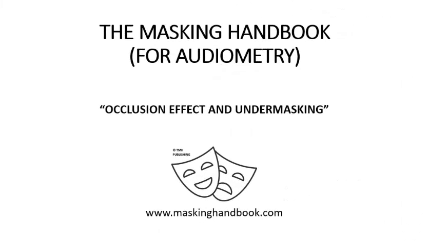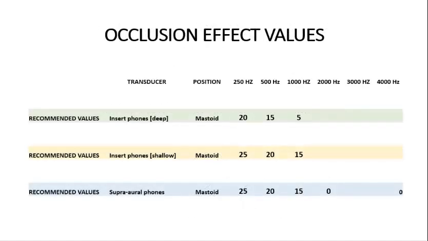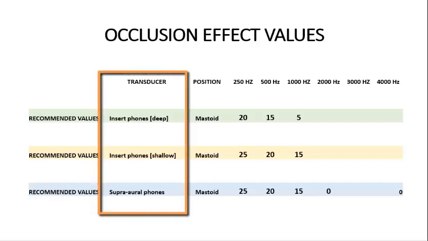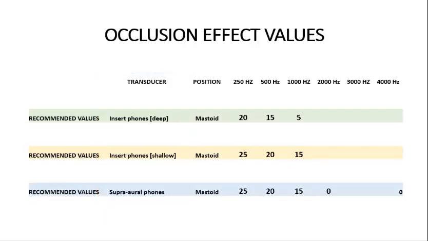This video looks at undermasking when not compensating for the occlusion effect. Let's look at some values that can be used to compensate for the occlusion effect. Note that supraoral headphones produce more occlusion effect than insert earphones, unless the insert is not inserted deeply. For this and other reasons, a deep and snug insertion of earphones is recommended when using those devices.